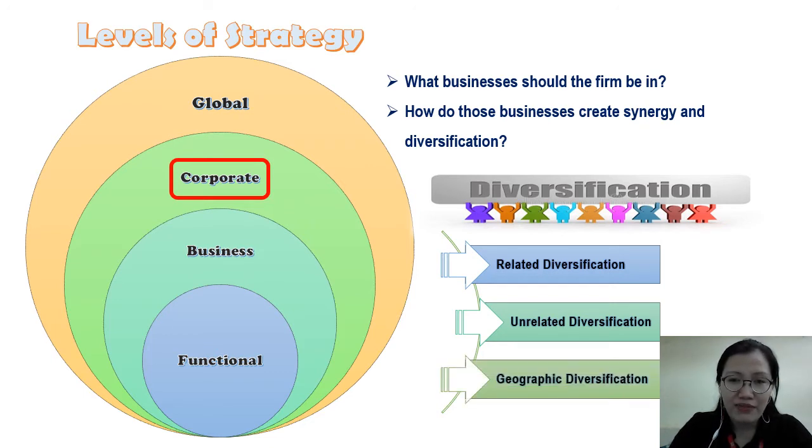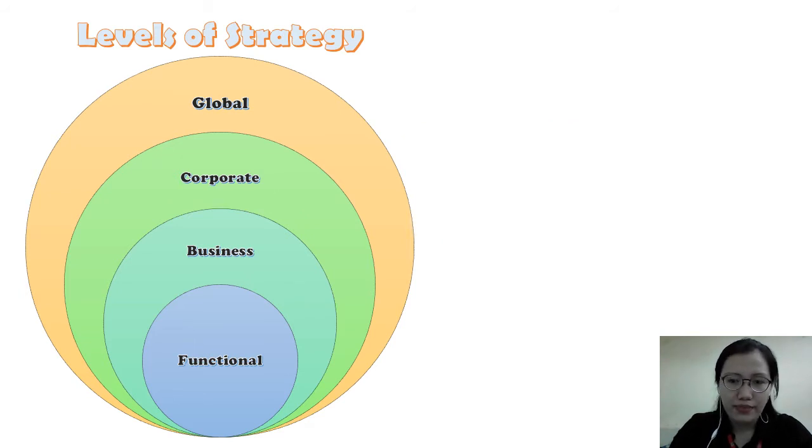The third type of diversification is geographic diversification. This is operating in various geographic markets. An example of these are the fast food chains such as Jollibee, KFC, or some coffee shops such as Starbucks or Boss Coffee.